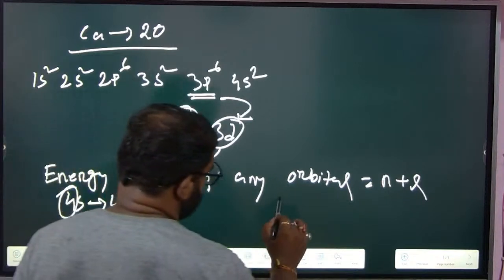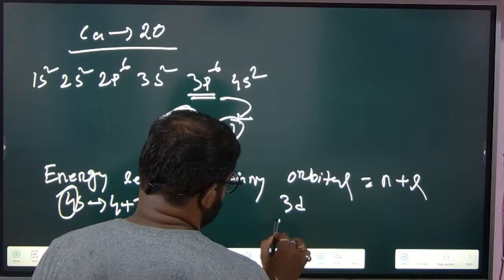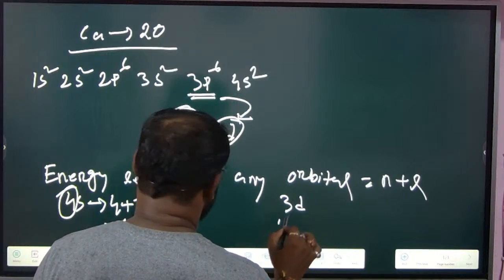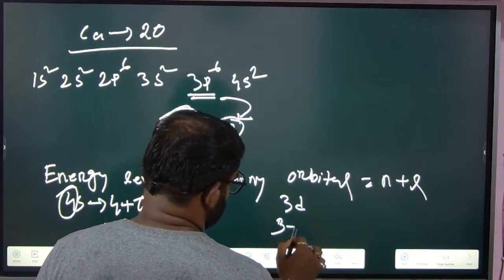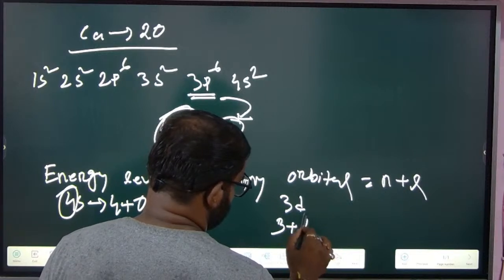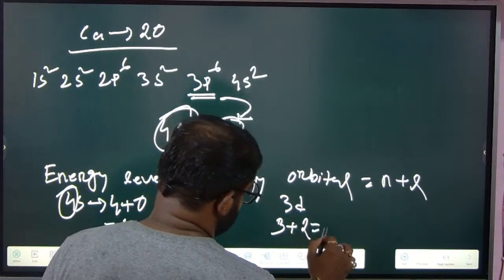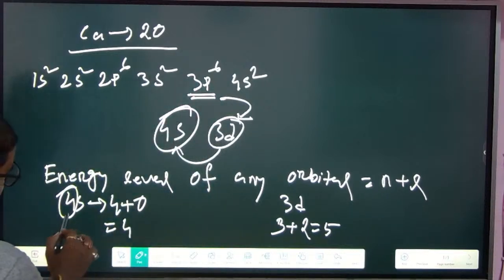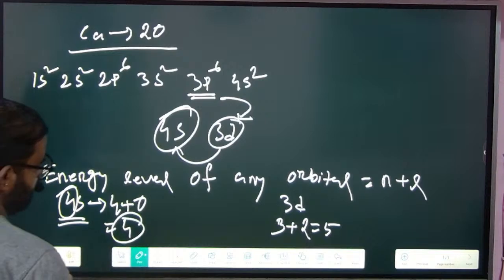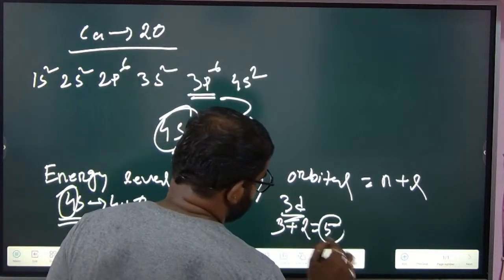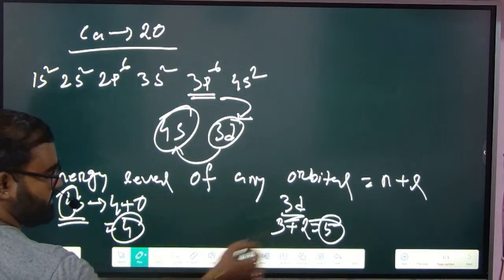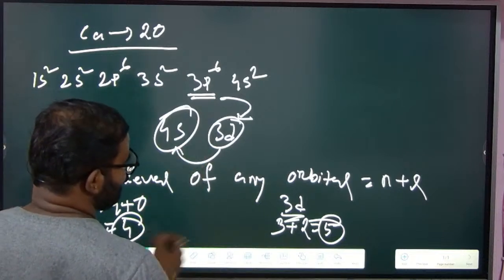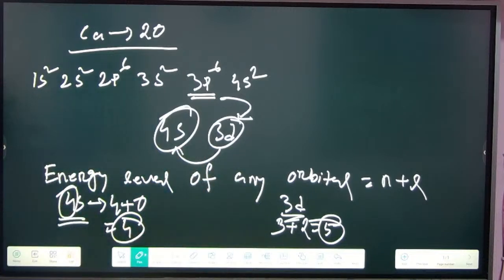And for 3d orbital, the value of n is 3, and for d orbital, the value of L is 2, so the sum is 5. So as you can see, the energy level of 4s is 4 and the energy level of 3d is 5. So as 4 is less than 5, the energy of 4s is less than 3d, so the electrons will fill in 4s orbital first rather than 3d orbital.